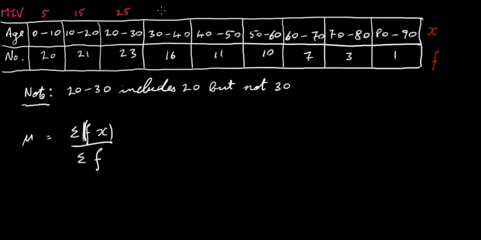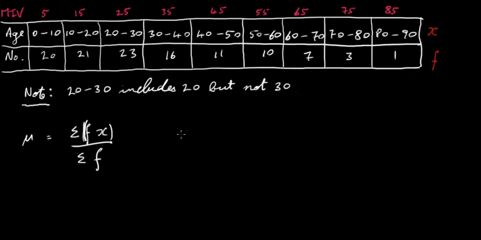30 and 40 is going to be 35. Here's going to be 45. Here's going to be 55. Here's going to be 65. Here it's going to be 75, and here it's going to be 85. So these ones were fairly easy to calculate. So what do they actually mean?